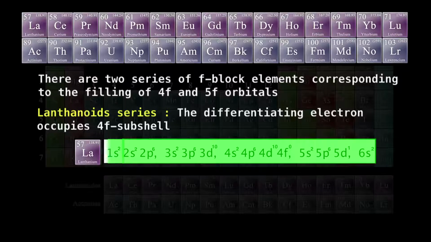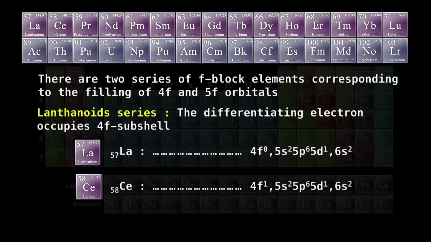It is 1s2, 2s2, 2p6, 3s2, 3p6, 3d10, 4s2, 4p6, 4d10, 4f0, 5s2, 5p6, 5d1, 6s2. Similarly for cerium, the outermost electronic configuration is 4f1, 5s2, 5p6, 5d1, 6s2.